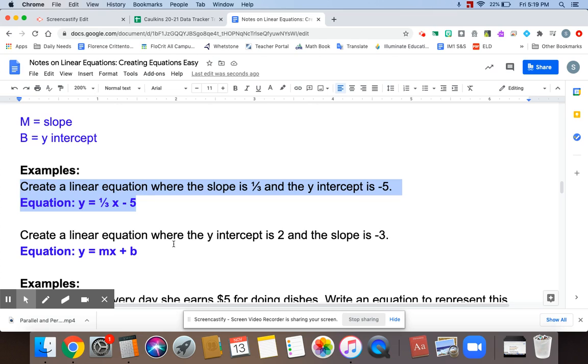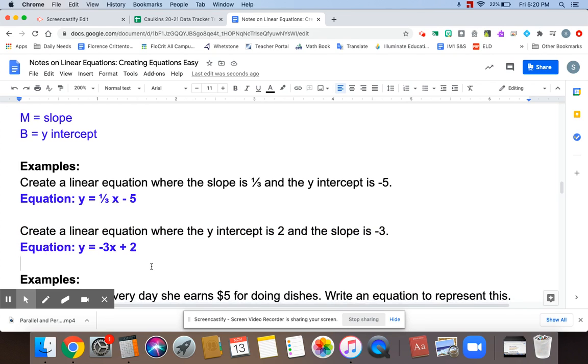The next one says create a linear equation where the y-intercept is 2 and the slope's -3. So what goes in the y spot? The y. You do not change it, not when you're making the equation. What goes in the m spot? The slope right now is -3. And then what goes in the b spot? It says the y-intercept's 2, and because it's a positive 2, we just say plus 2. Now this is the equation for this one.